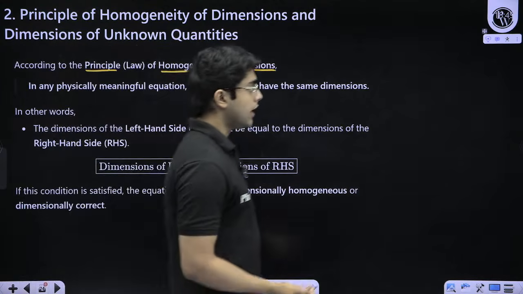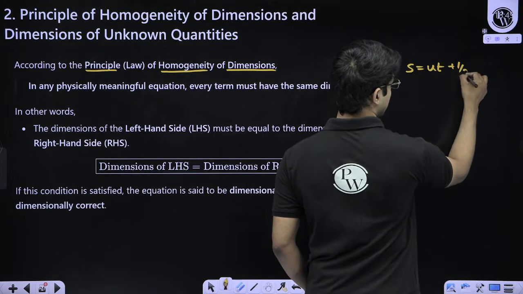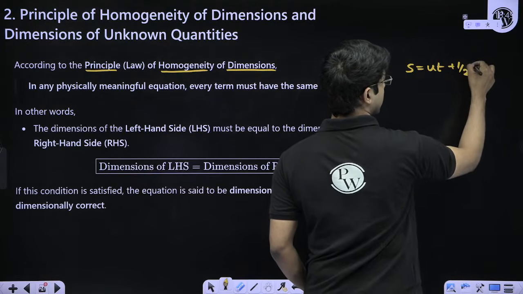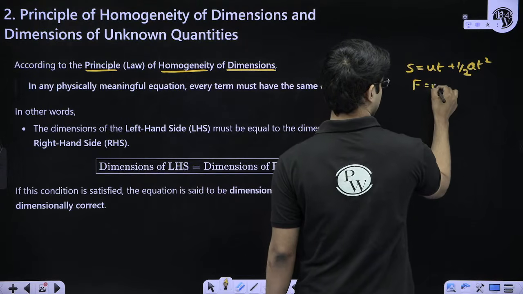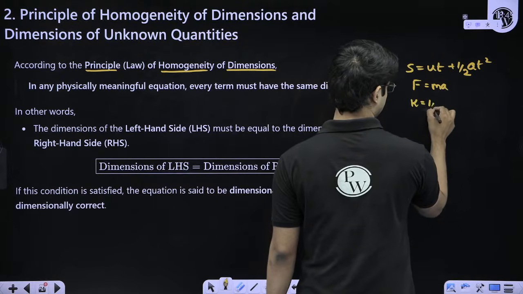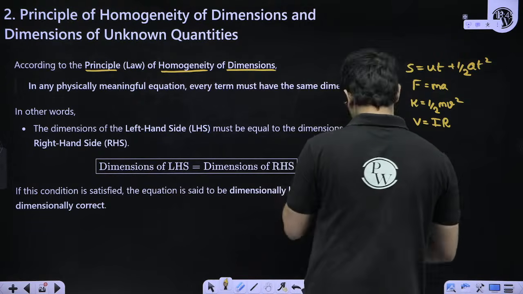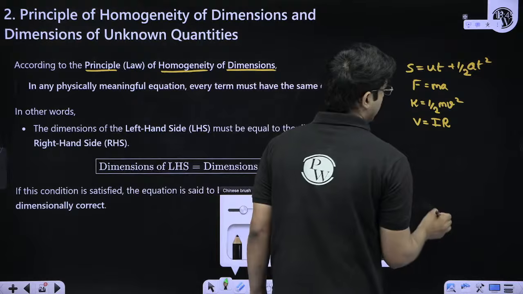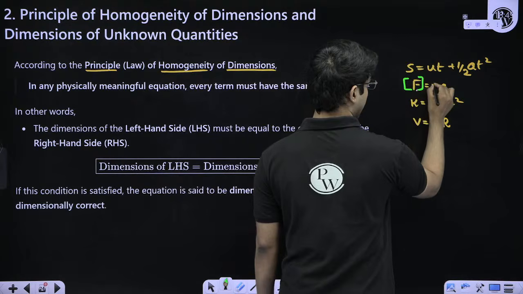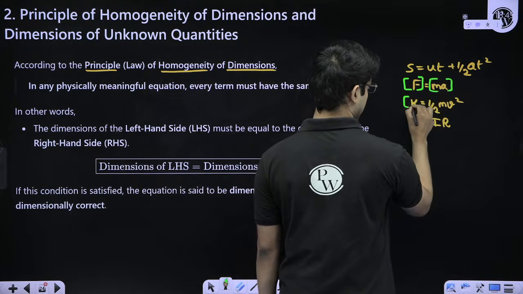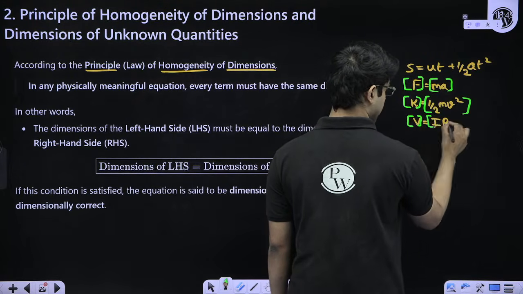The idea is simple. Any physics formula you know, just pick it up. Take S is equal to ut plus half at square, or F equal to ma. Kinetic energy is equal to half mv square. Any formula you guys know. V equal to IR. Just throw all the equations you know. Dimensional homogeneity says that the left hand side and the right hand side must have the same dimension. Otherwise, it cannot be a correct equation. Okay. So V has the same dimension as IR.